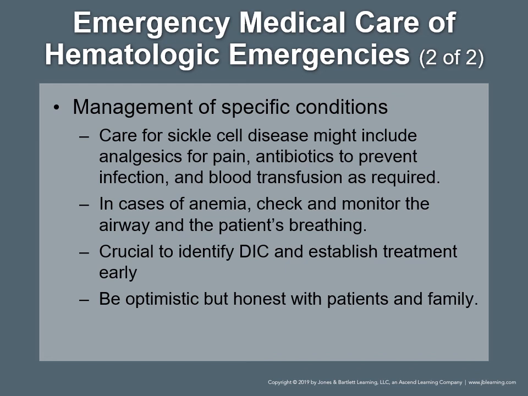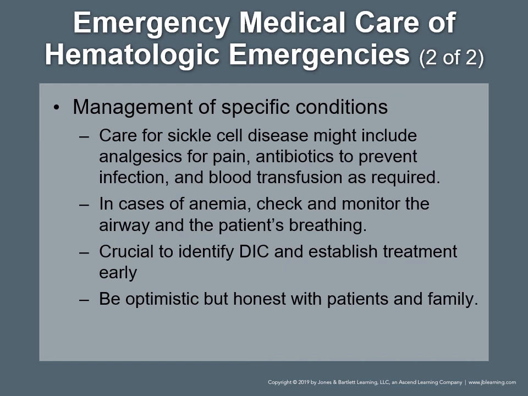Management of specific conditions. Perform a thorough assessment and contact the hospital to help sort out the signs and symptoms. Care for sickle cell disease might include analgesics for pain, antibiotics to prevent infection, and blood transfusion as required. In cases of anemia, check and monitor the airway and the patient's breathing. Ensure that the red blood cells that are present are being maximized while administering oxygen. Do not be surprised if you have to control substantial nosebleeds in any patient with anemia. For patients reporting chest pain, call early for paramedic backup.